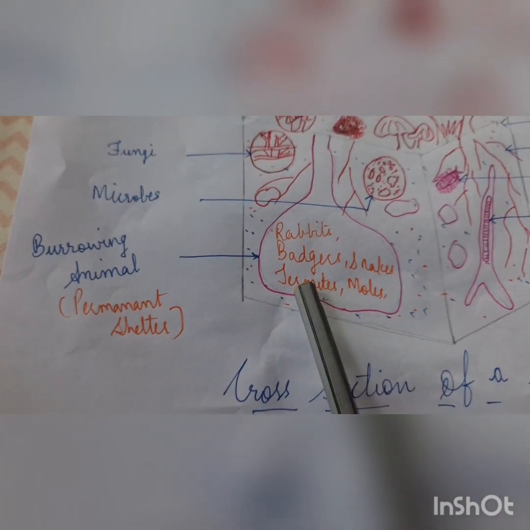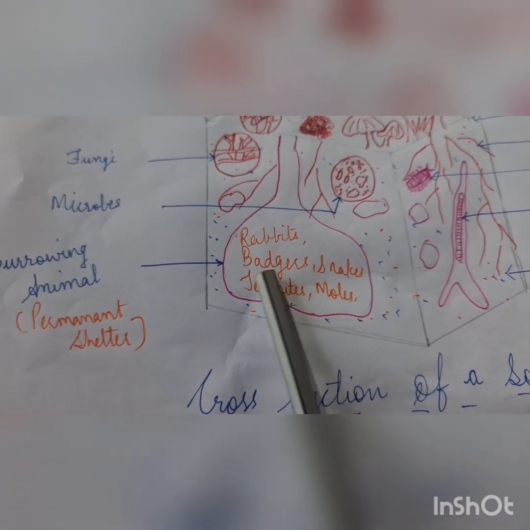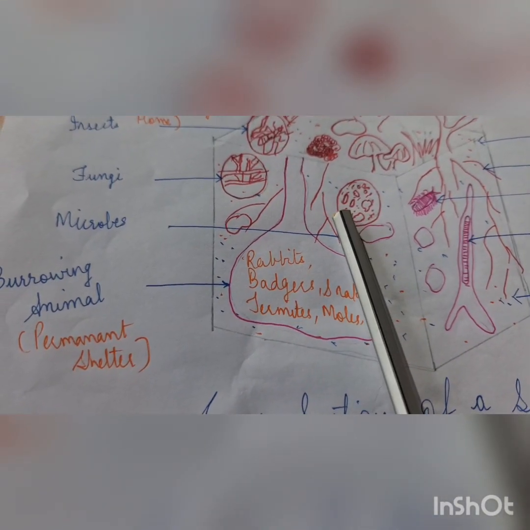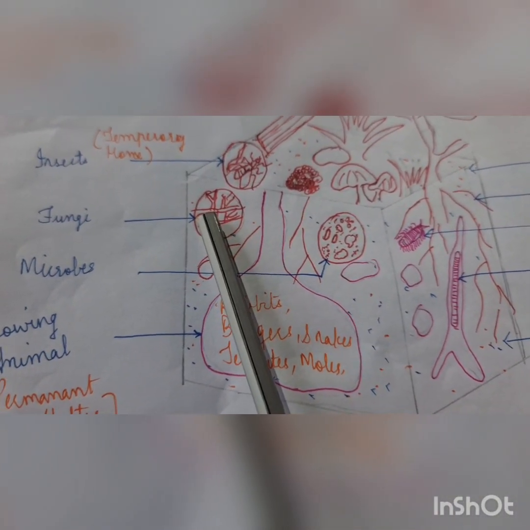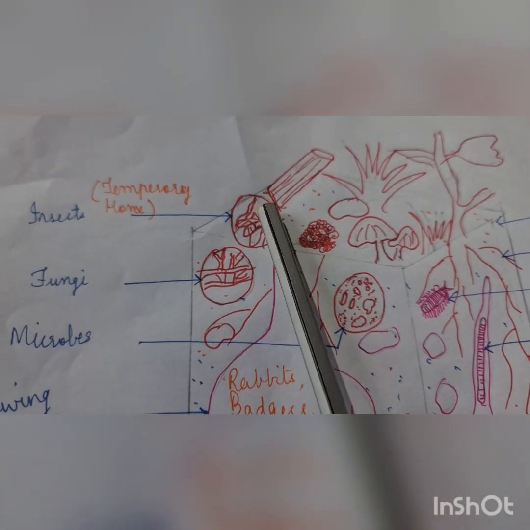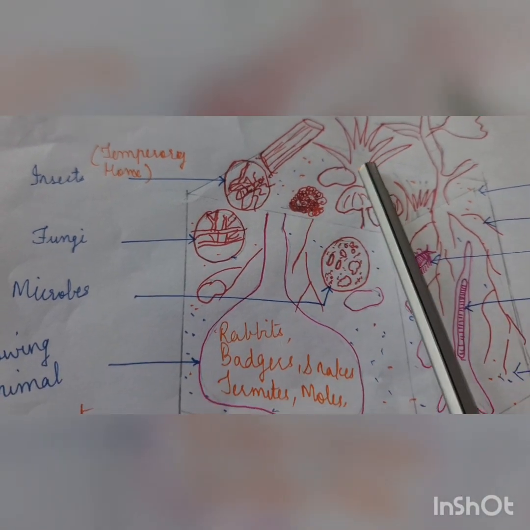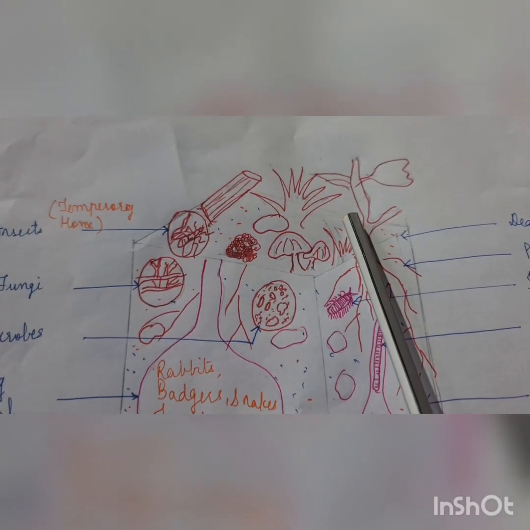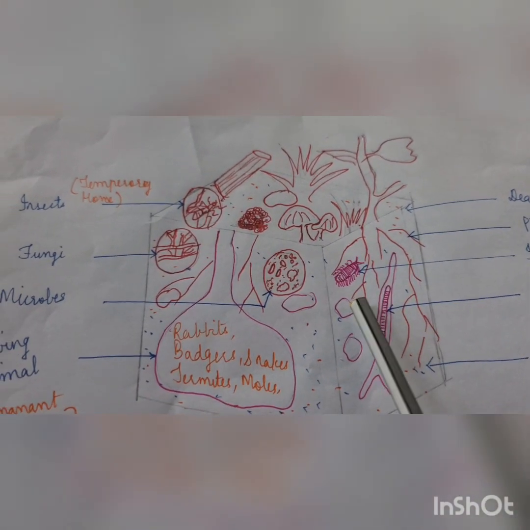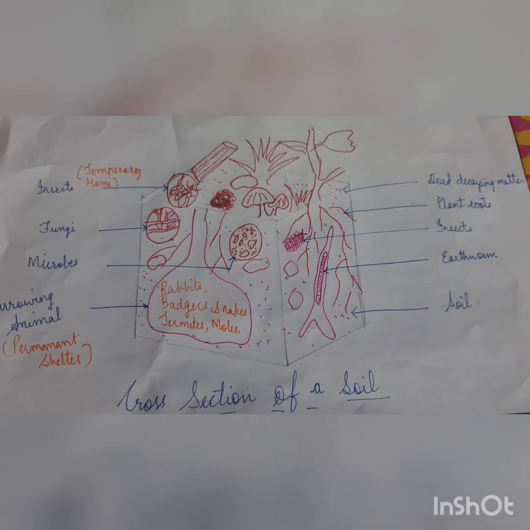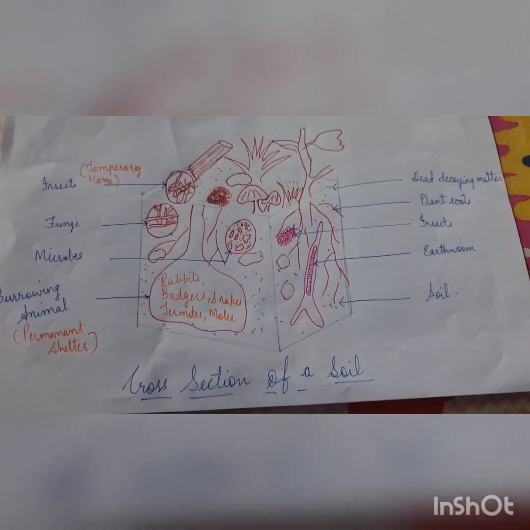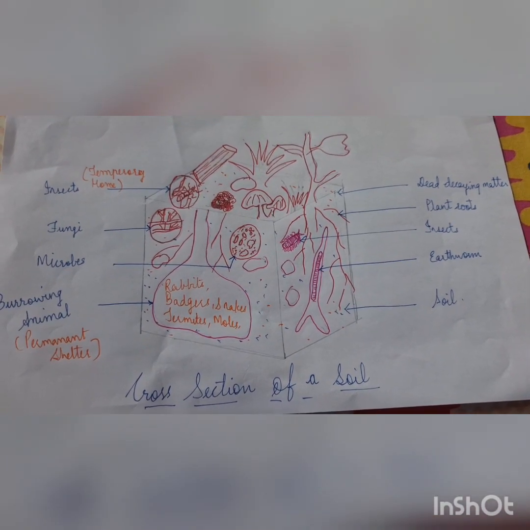Then it is the permanent shelter for burrowing animals like rabbits, badgers, snakes, termites and moles. Then you can find the microbes, then the fungi. Mushroom is also a fungus. Then a temporary home for some insects. And these are the plants that are found above the soil. See, the roots here are penetrating the soil. So you can find all these things in a section of soil, and we are going to see all these things in detail now.